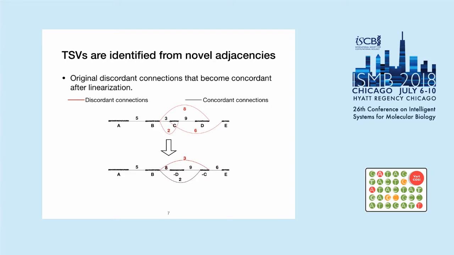And the TSV is the new adjacency after this inversion, which is the tail of segment B connected to the tail of segment D, the head of segment C connected to the head of segment E.